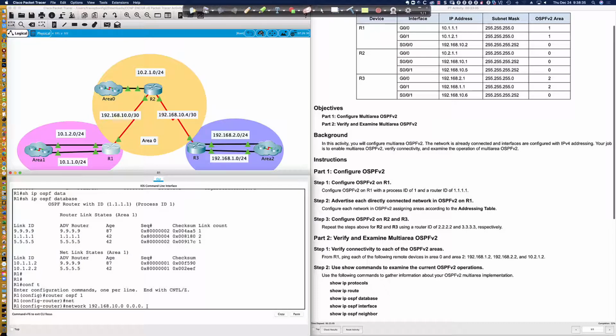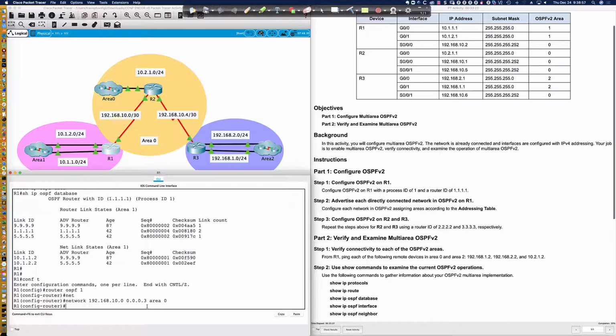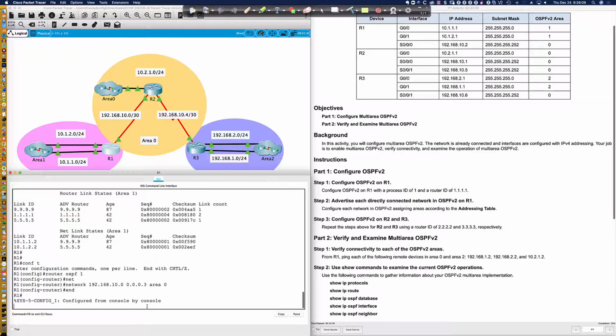The inverse of that, meaning if I subtracted 255.255.255.252 from all 255s, meaning 4 octets with 255, I would get 0.0.0.3. That is my wildcard mask here. And this interface is in area 0. Now, I don't know if we're configuring router 2 here. We'll see what happens. Yeah, we're going to configure. So you're not going to see anything happen here for right now because we haven't configured router 2.